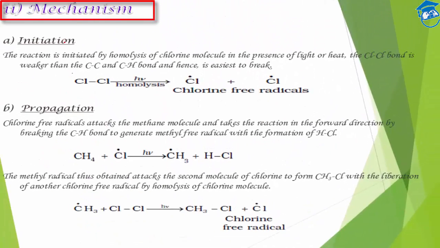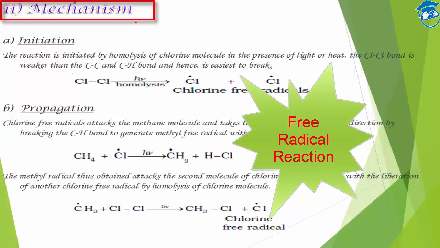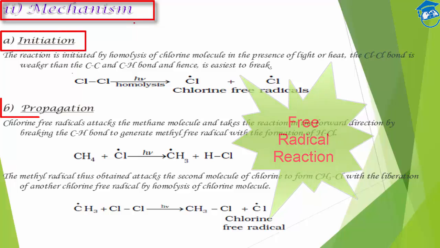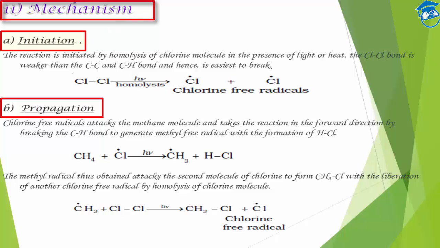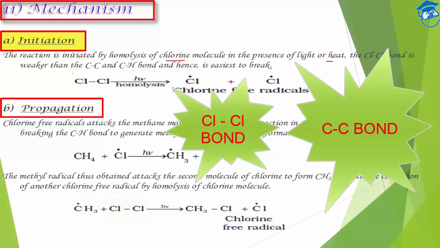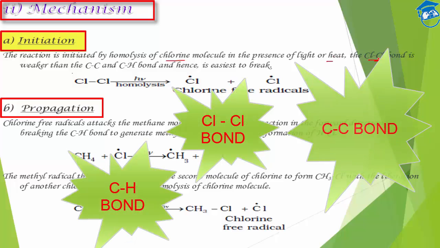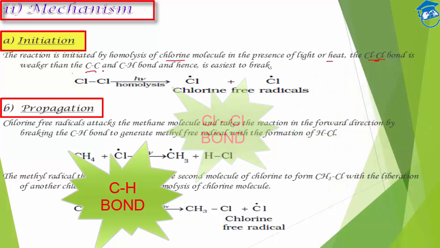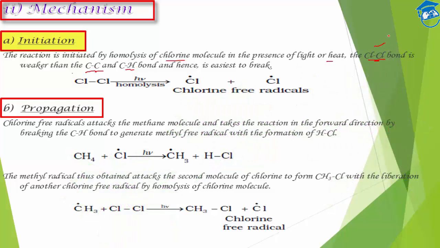So let's see the mechanism. It is a free radical reaction. It will contain 3 processes: first the initiation, then propagation, and lastly the termination. The first, initiation: a homolytic cleavage of chlorine will take place in the presence of ultraviolet radiation, represented by hν. There are 3 types of bonds: carbon-carbon bond, chlorine-chlorine bond, and carbon-hydrogen bond. Of these, the chlorine-chlorine bond is weaker compared to carbon-carbon and carbon-hydrogen, so it is easier to break.